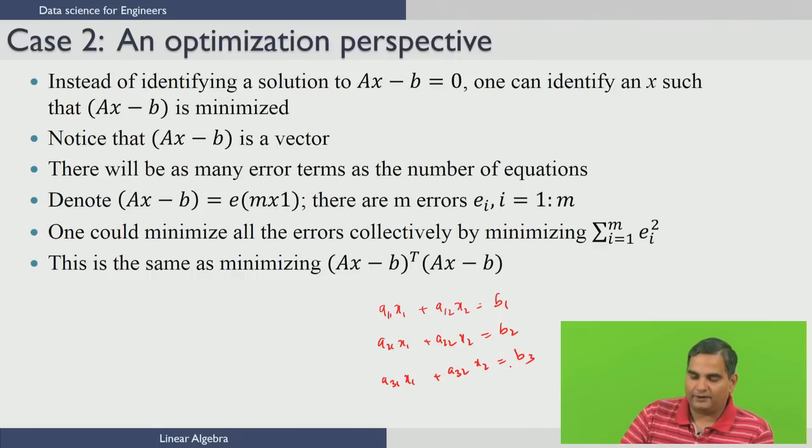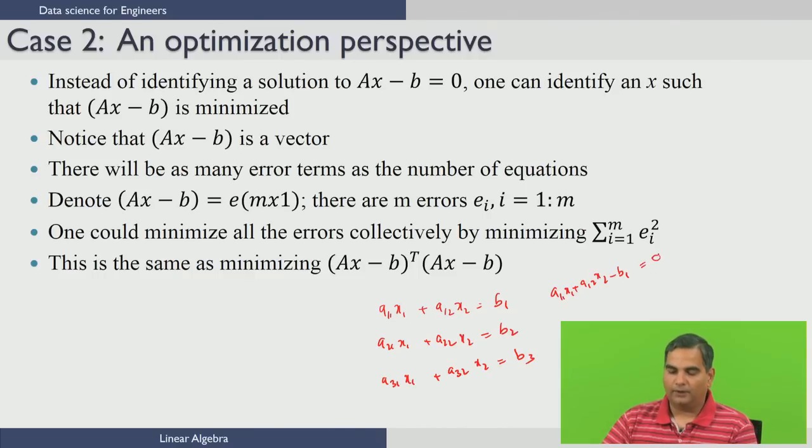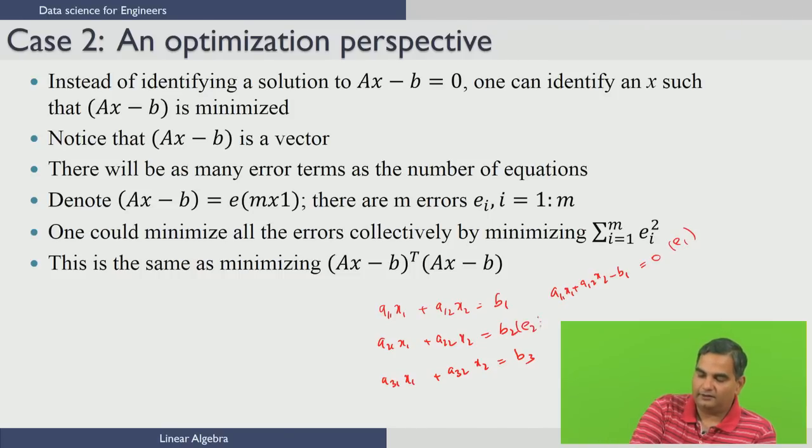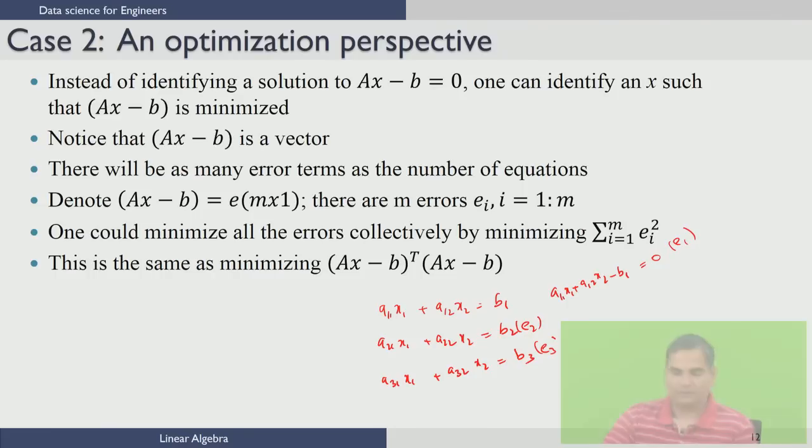Now, if I had a perfect solution x1, x2 which will satisfy all the three equations, then when I write this as a11 x1 plus a12 x2 minus b1, this will be equal to 0. However, when I cannot find a perfect solution, then let me call this an error in this equation. Correspondingly, I will have an error in this equation, and I have an error in this equation. So, you notice that there are 3 errors, as many errors as there are equations.